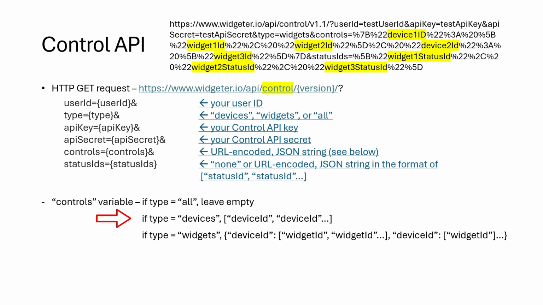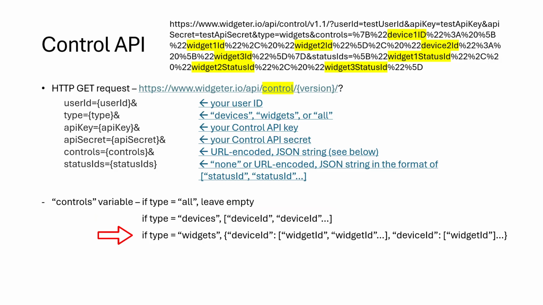If the type is devices, the Control API will return the current values for only the devices specified, but all widgets within those devices. In this case, the controls variable needs only to specify which device IDs you would like data for. Since it will return all widgets within the given devices, you do not need to specify the widget IDs here. The unencoded controls variable in this case will look like a simple indexed array of device IDs.